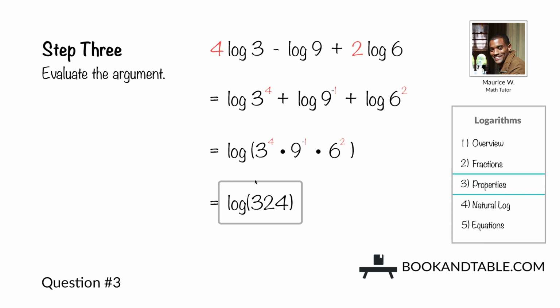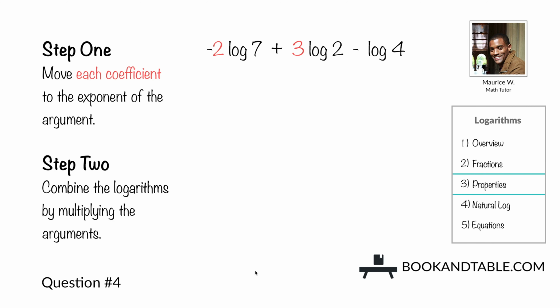So we find that 4 log 3 minus log 9 plus 2 log 6 is equal to the log of 324. And that is the answer to question number 3. Let's now have a look at question number 4. We were given negative 2 log of 7 plus 3 log of 2 minus the log of 4.